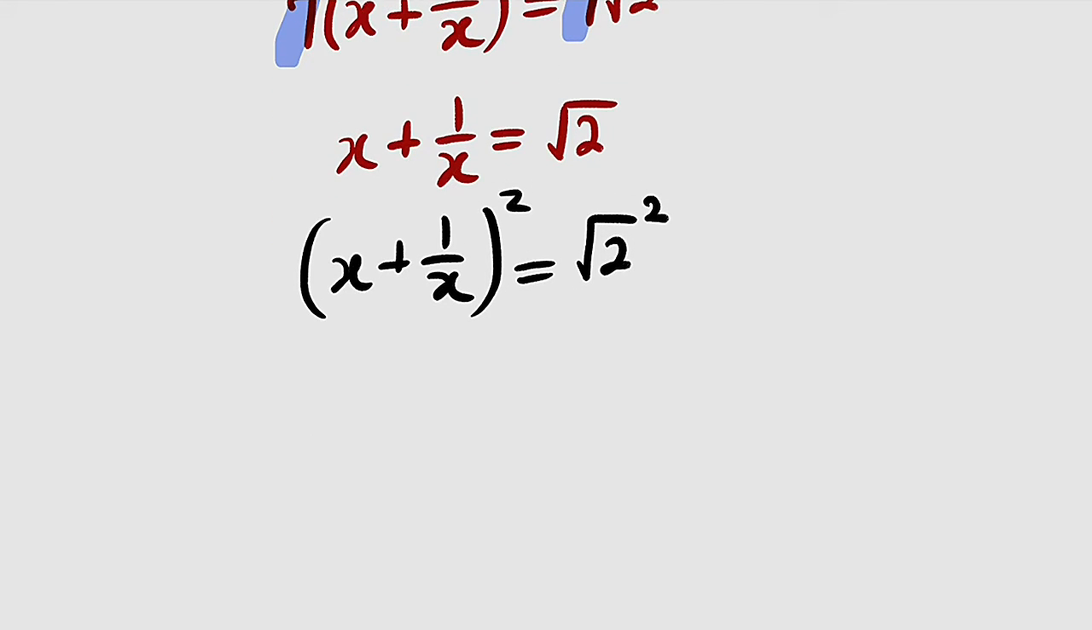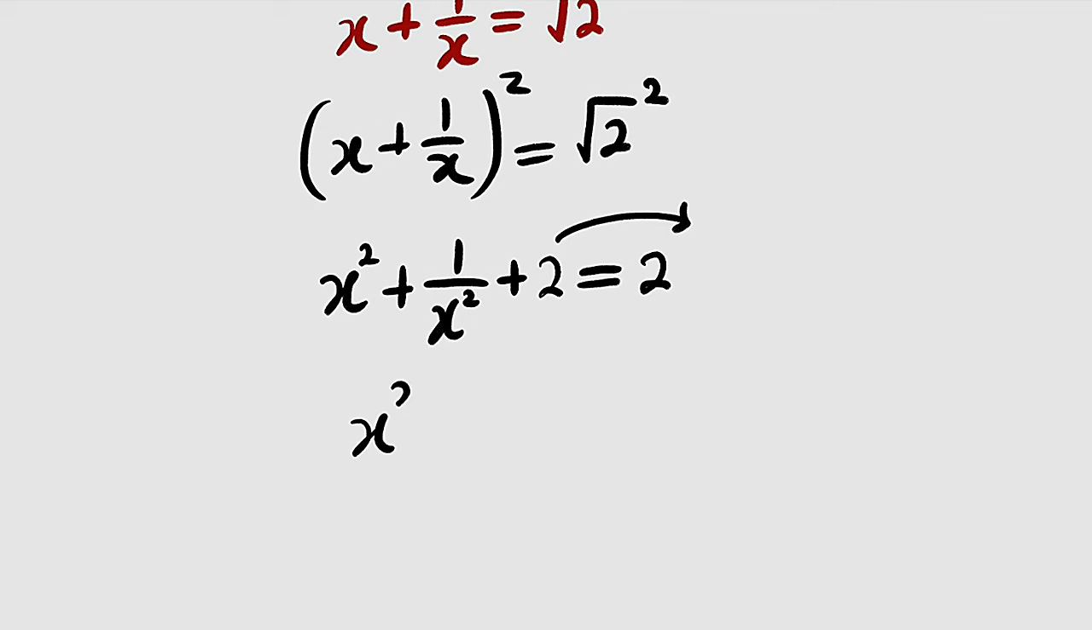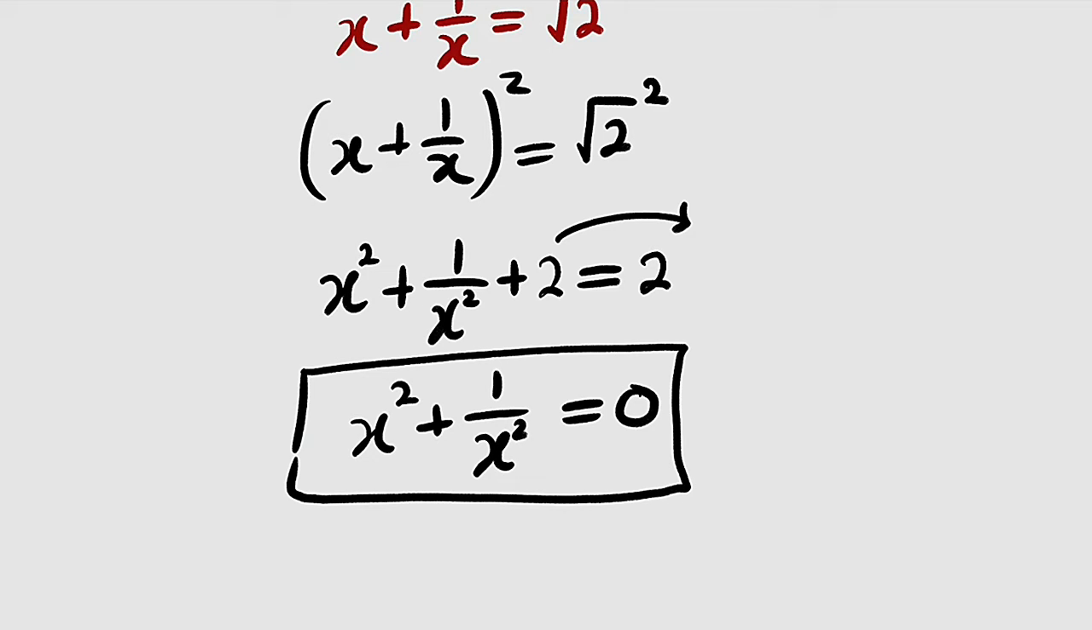Let us expand the left hand side. You take the first term, you square that. You take the second term, you also square that. You add 2 multiplied by the first term multiplied by the second term. If you multiply x by 1 divided by x, you're going to obtain 1, and 1 times 2 is still 2. So this is equal to the square root of 2 squared, which is 2. Take 2 to the right hand side, it becomes negative. So we have x squared plus 1 divided by x squared equal to 2 minus 2 equal to 0, right? This is an important equation. Let us keep it here.